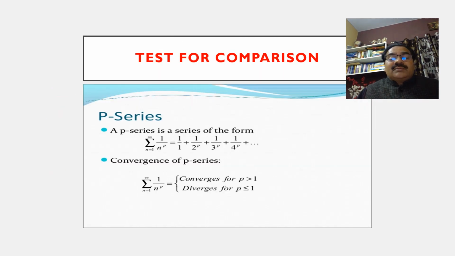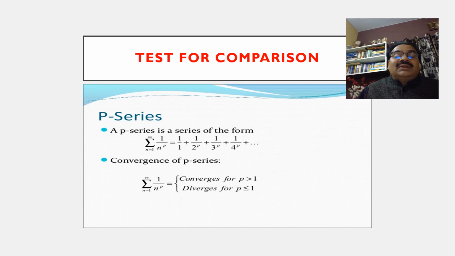Now, the test for comparison. This is a very important test, known as the P series test. A P series is a series of the form summation from n equal to 1 to infinity of 1 by n power p, also called the P test: 1 by 1 power p plus 1 by 2 power p plus 1 by 3 power p, and so on. The P series converges for every value of p greater than 1, and diverges if p is less than or equal to 1.